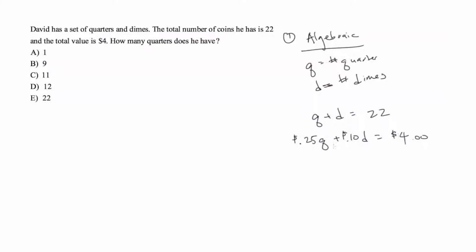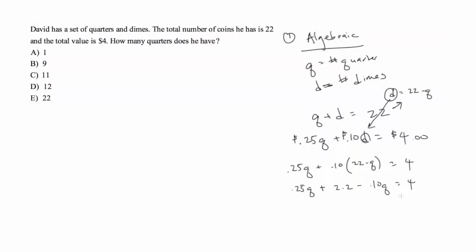Since we have two equations and two unknowns, we can solve for them. Since we're asked how many quarters he has, we want everything in terms of Q, right? So I'm going to rewrite the first equation as D equals 22 minus Q, so I can get rid of that D. We plug that D in there. So we have 0.25 Q plus 0.1 times (22 minus Q). That replaces the D, and that's equal to 4. We have 0.25 Q plus 2.2 minus 0.10 Q is equal to 4. Combine like terms, and we get 0.15 Q is equal to 1.8.